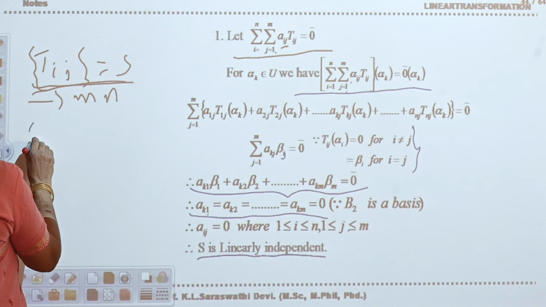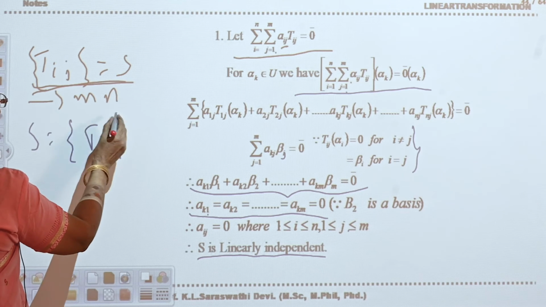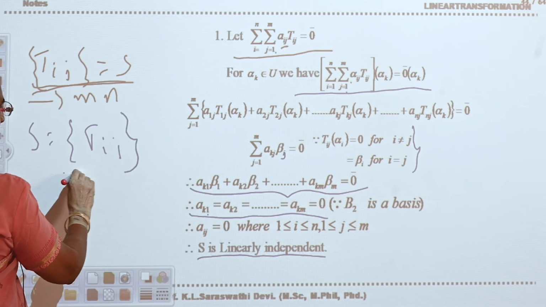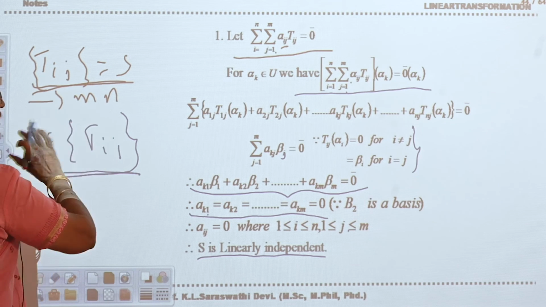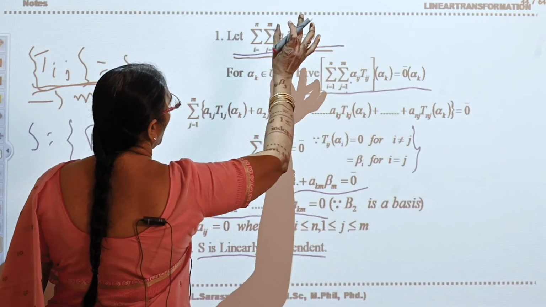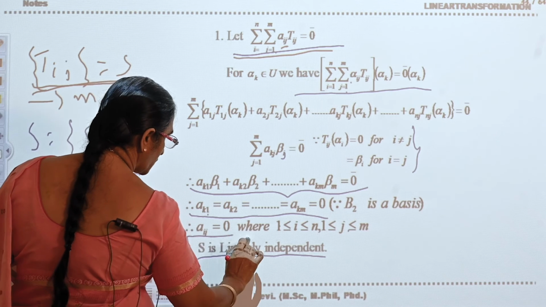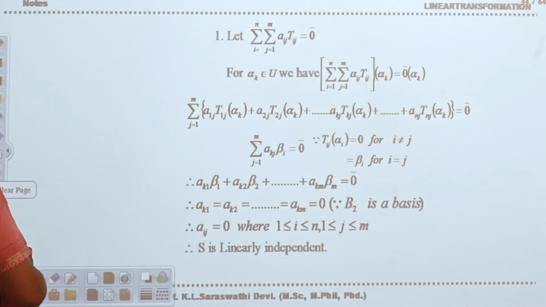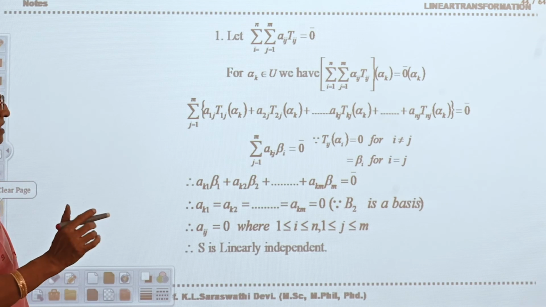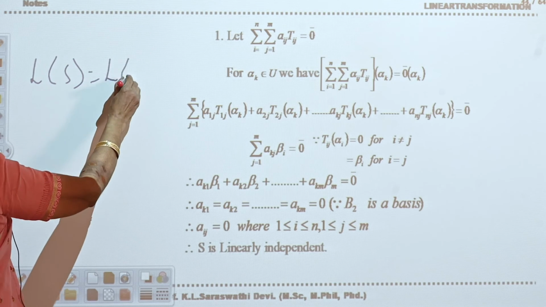What have you taken? S is the set of all Tij. How many are there? Tij, mn elements are there. Now you consider the linear combination of all these mn elements like this, and you equate it to 0, and you are able to show that the constants in that linear combination are 0. Therefore, S is linearly independent. Still what you have to prove? L of S is equal to L of UV.